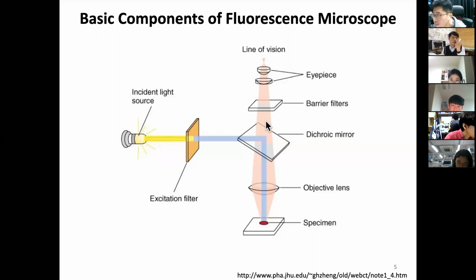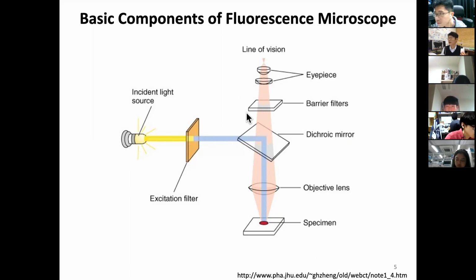But this is usually not perfect. That's why we also have another filter to block out all the scattered light from the excitation. So we need another barrier filter, and the light goes through that. So now we invented a fluorescence microscope. We designed it, and how do we realize this? You can see the key components are a dichroic mirror, an excitation filter, and a barrier filter.